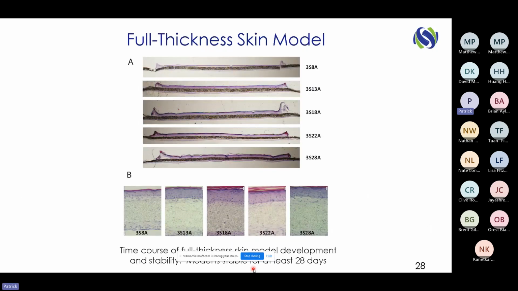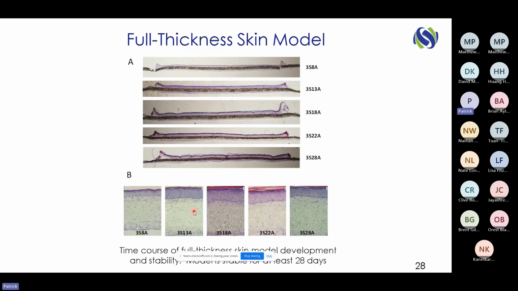And then, okay, this slide just gives you a time course of stability and development of the tissue model. We've gone from 3S8A out to 3S28A, and 3S just means that the tissue was cultured submerged for 3 days before we raised it to air-liquid interface. So it is still a little bit underdeveloped by 3S8A. That's again 3 days submerged, 8 days at the air-liquid interface. But by 3S13A, it seems very well developed, as can be seen down here in the higher magnification.